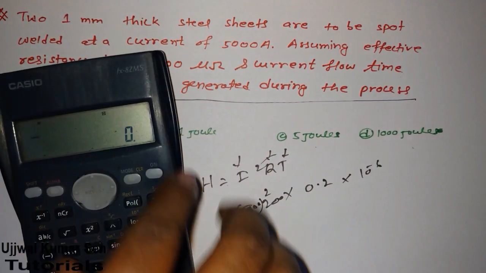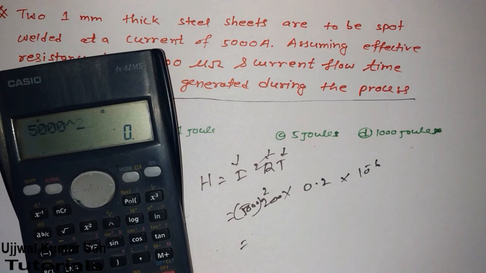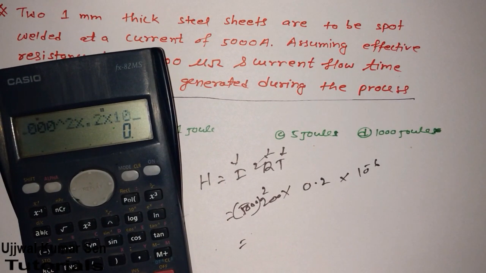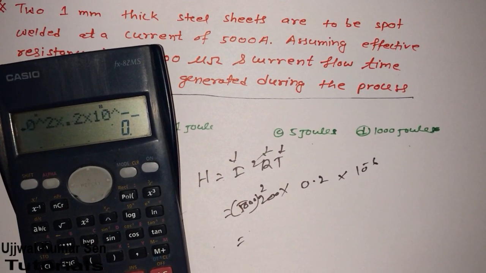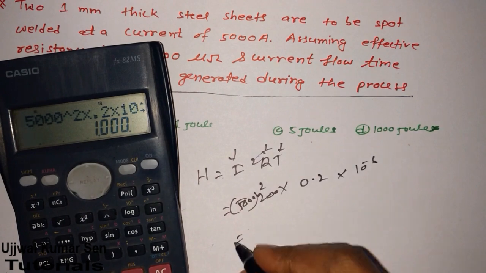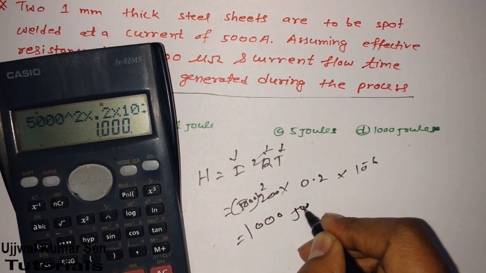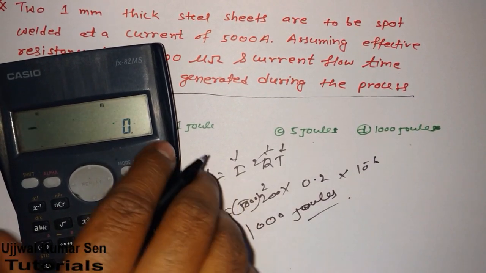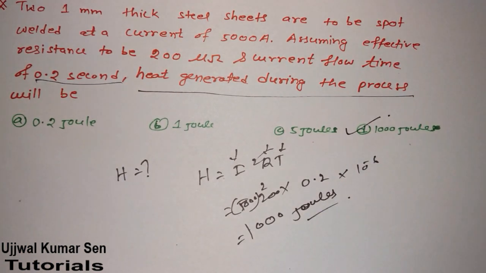So what do I have to do? I have to use the calculator. So 5000 square multiplied by 0.2 multiplied by 10 to the power minus 6, and then I have to multiply with 200. Then how much are we getting? 1000 joules is the right answer for this question, that is option D.